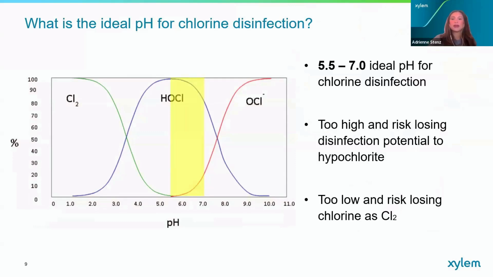A pH of 5.5 maximizes the production of hypochlorous acid, but can also lead to corrosive water, which can damage water distribution pipes. At any pH higher than 7, you risk losing disinfection potential to hypochlorite, and at any pH lower than 5.5, you risk losing chlorine as elemental chlorine, which is poisonous to most living organisms.